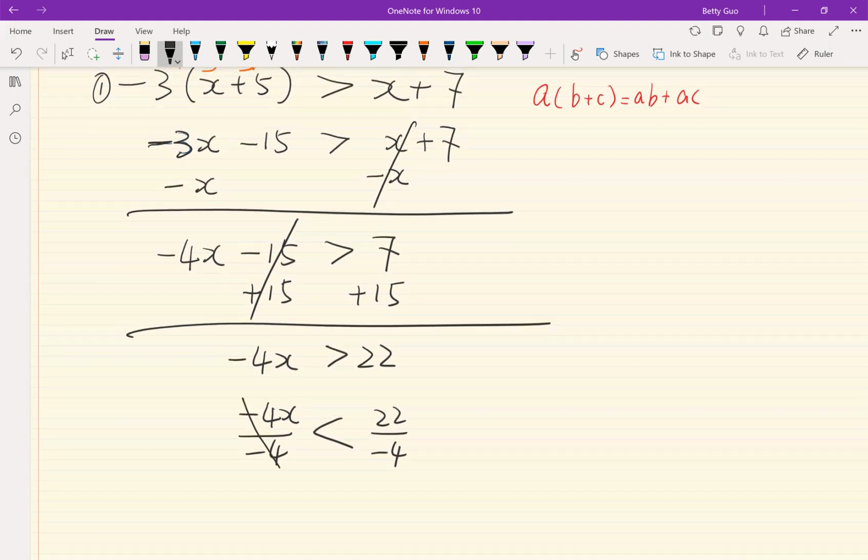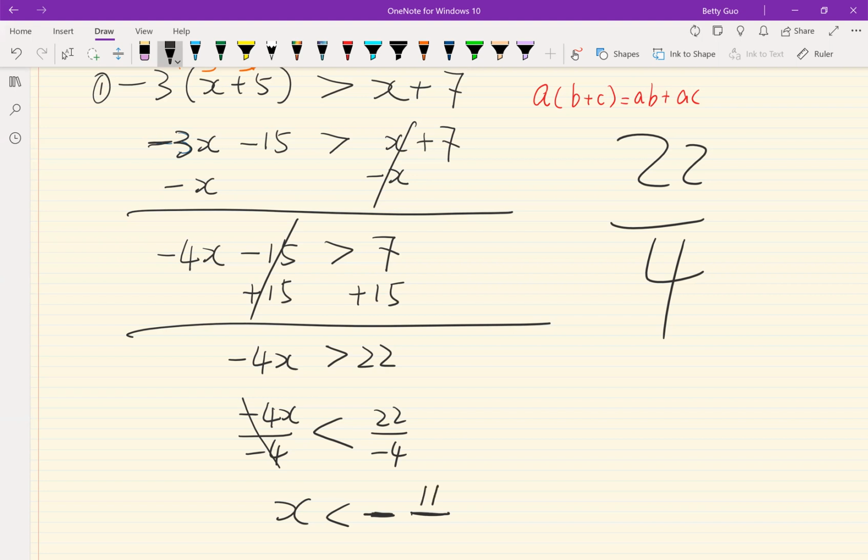Left hand side, negative 4 cancel negative 4. So we have x isolated on the left. On the right, we have a positive 22 divided by negative 4. So the quotient should be negative, right? 22 over 4. Both 22 and 4 are even numbers. So they are divisible by 2, correct? Divide 22 by 2, we have 11. Divide 4 by 2, we have 2.